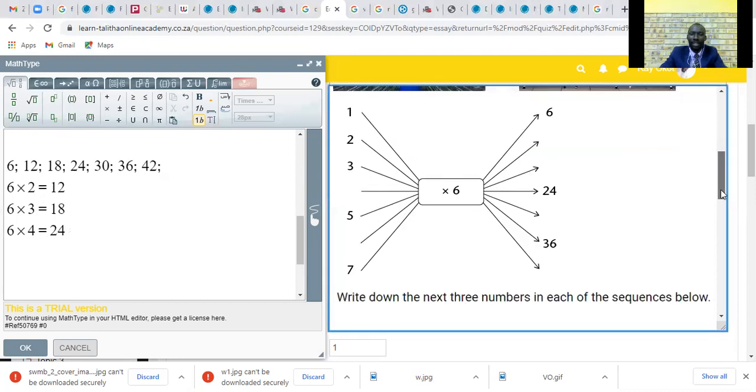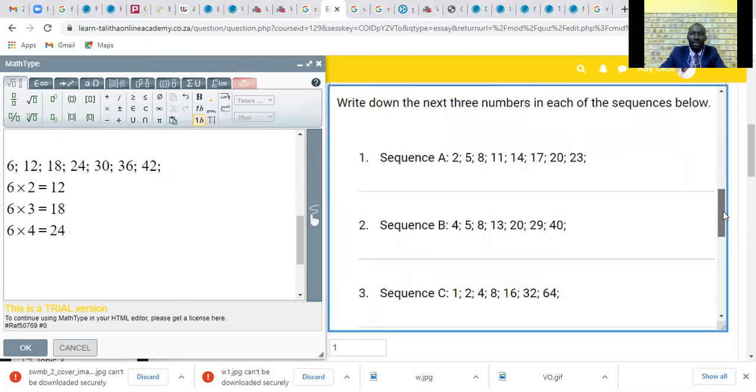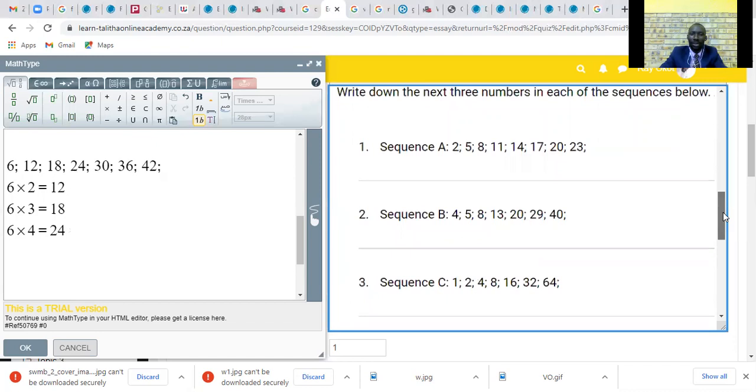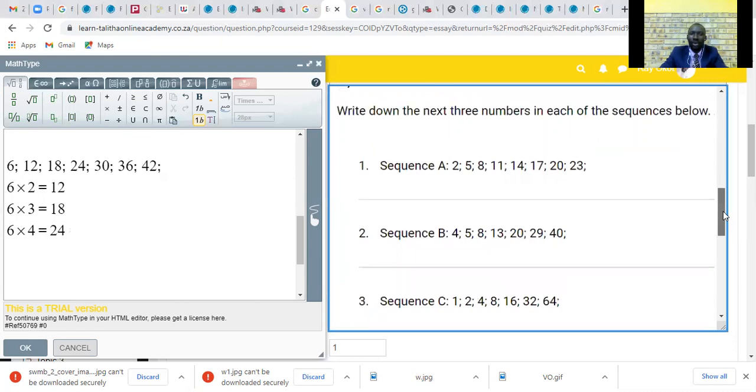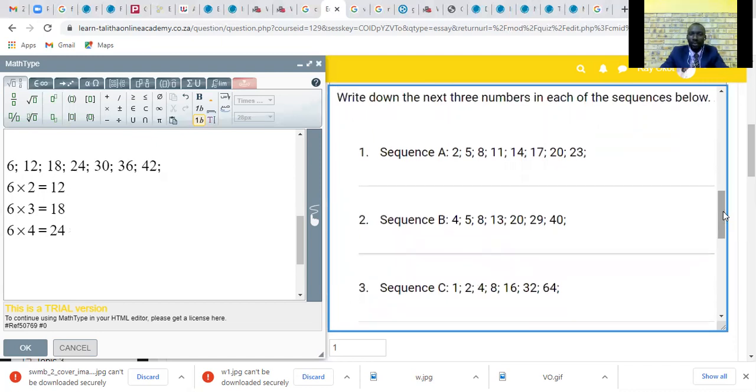Okay, let's just go right away into the first activity which we have been given. Now, what's the first activity here? Well, the first activity here is that we write down the next 3 terms. We are supposed to write down the next 3 terms in each of the sequences below. So now, how do we handle this?